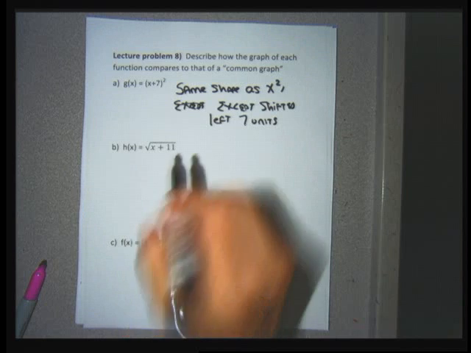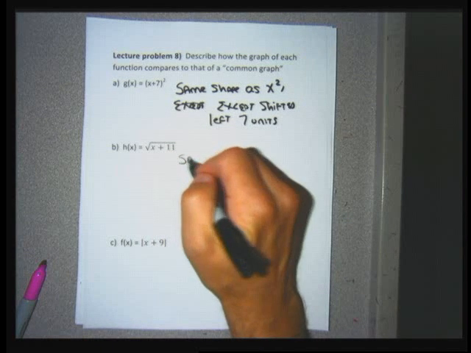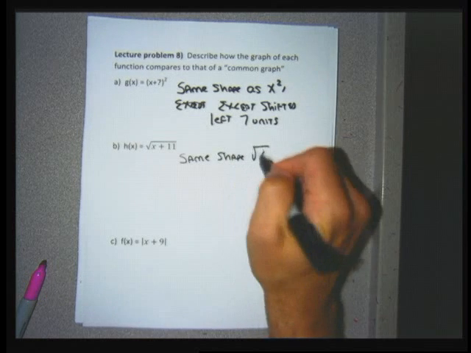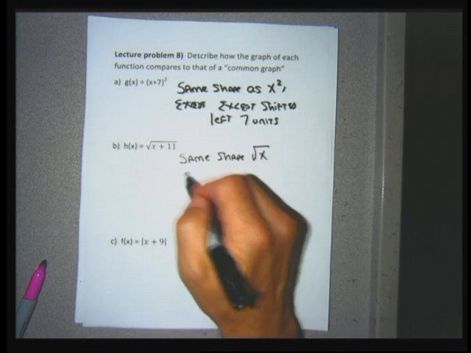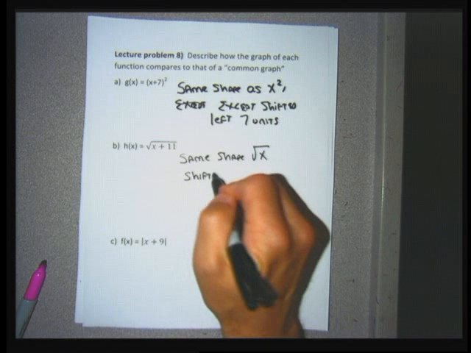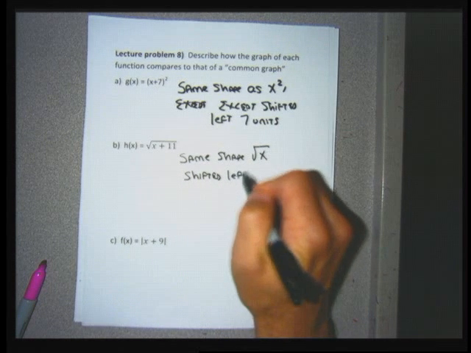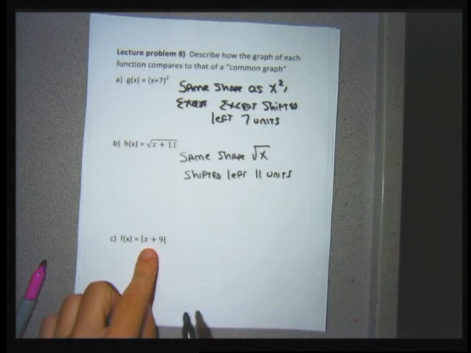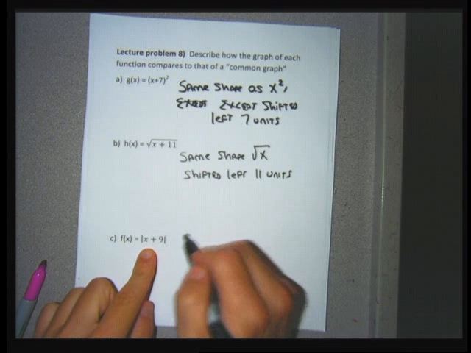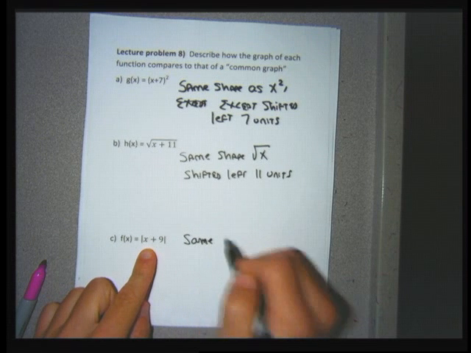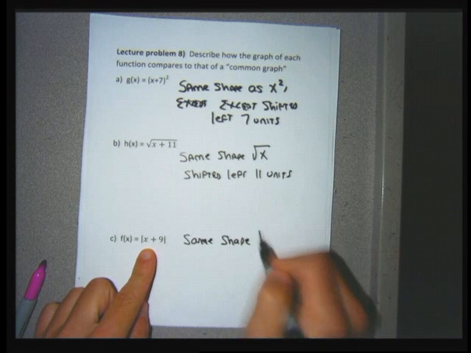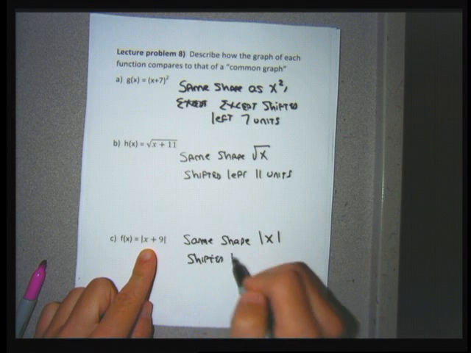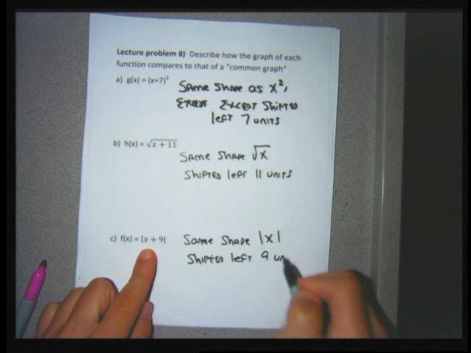Part B, if I graph that function, is going to have the same shape as the square root of x, but it's going to be shifted to the left 11 units. In part C, it's going to be a V because of the absolute value. This graph is going to have the same shape as the absolute value of x, except it's going to be shifted to the left 9 units.